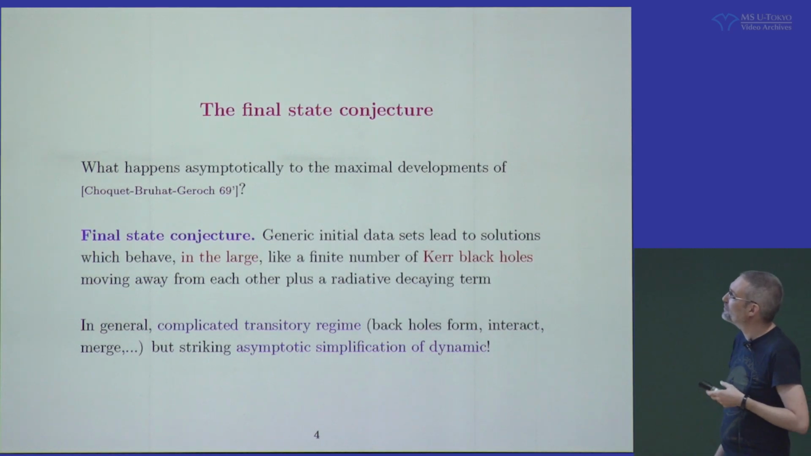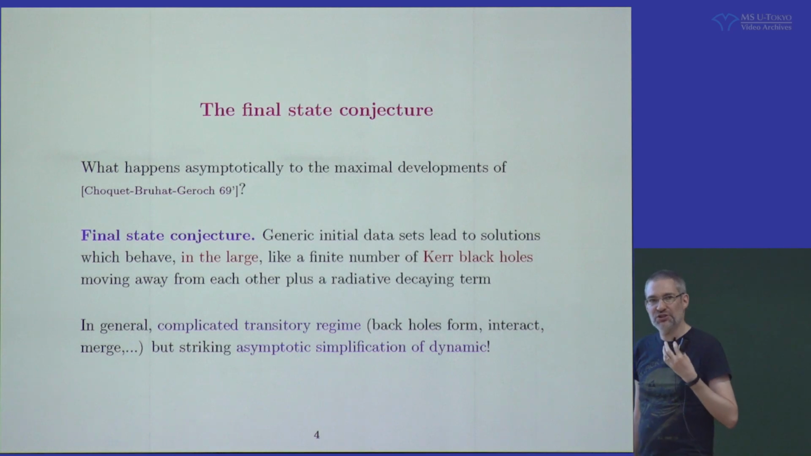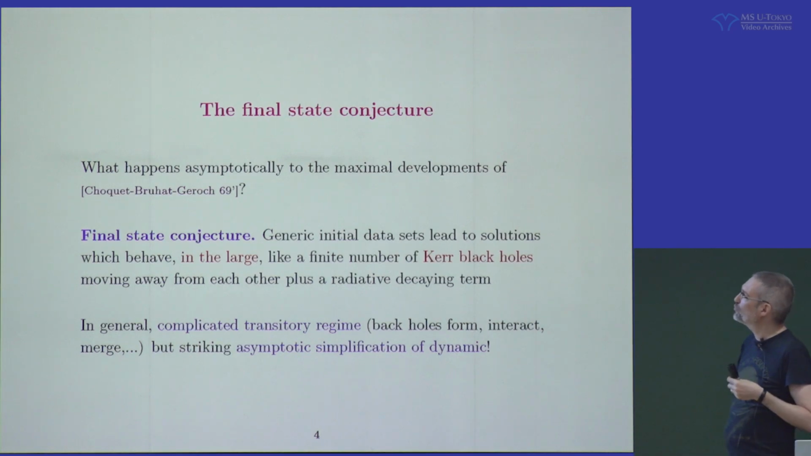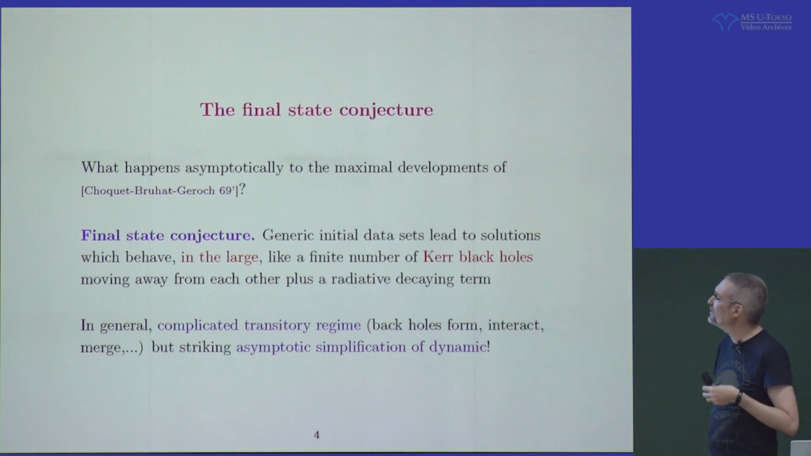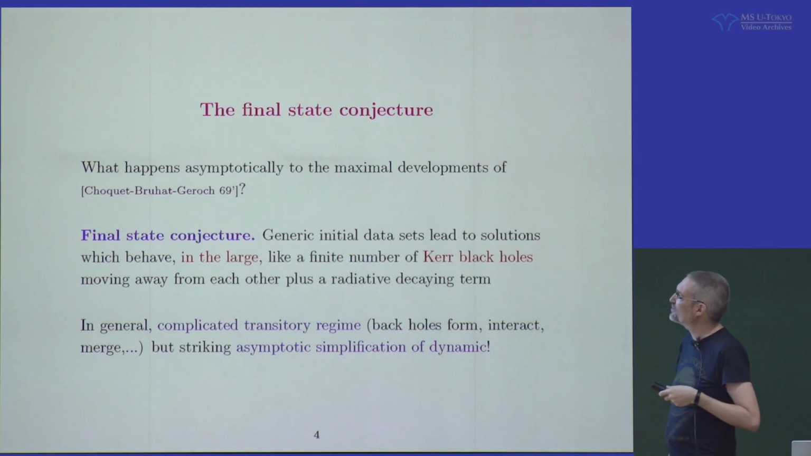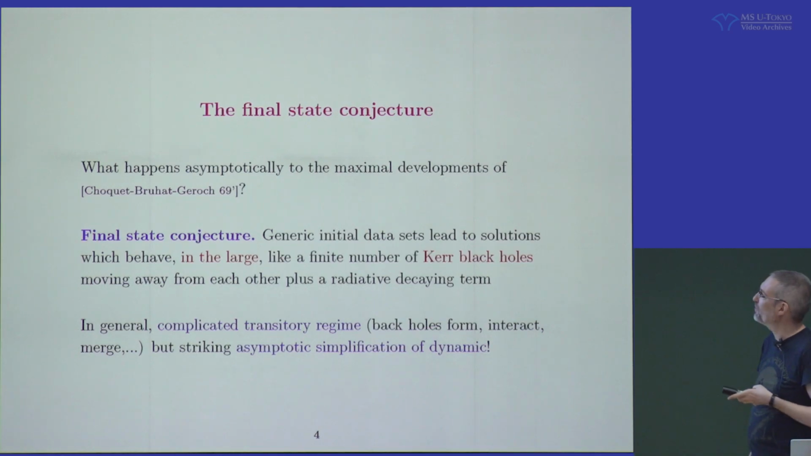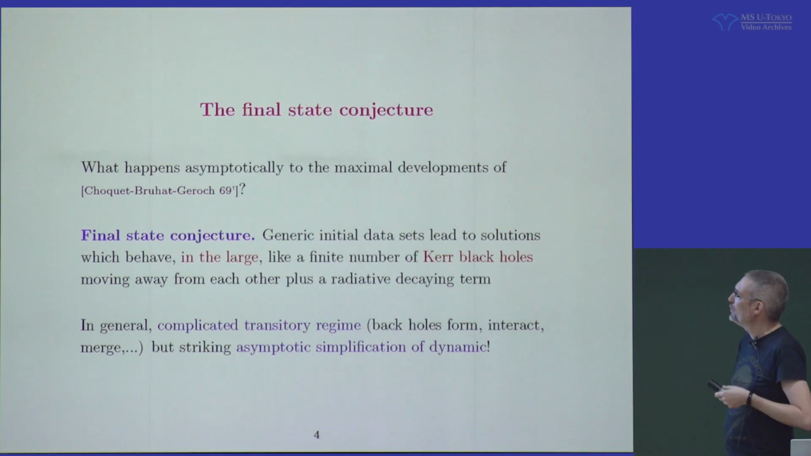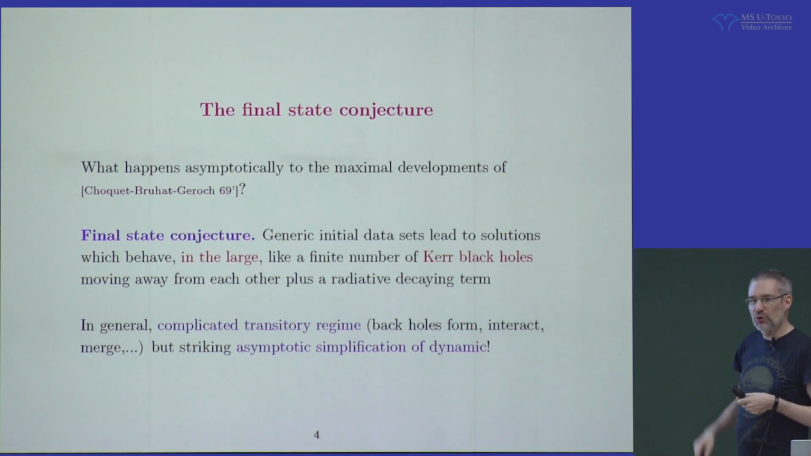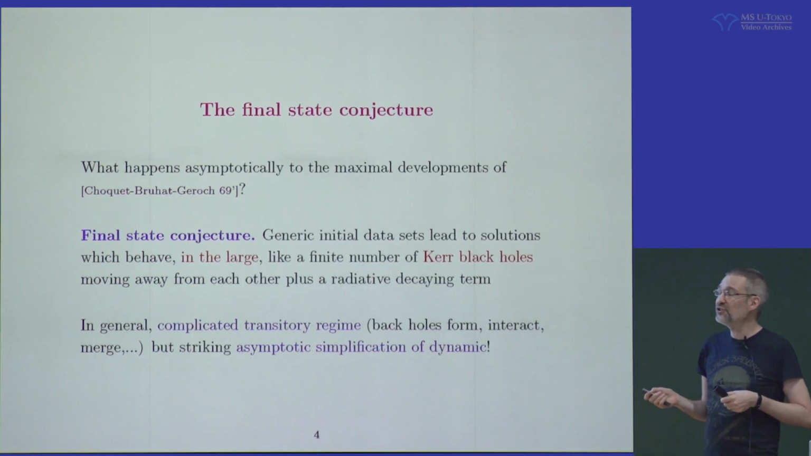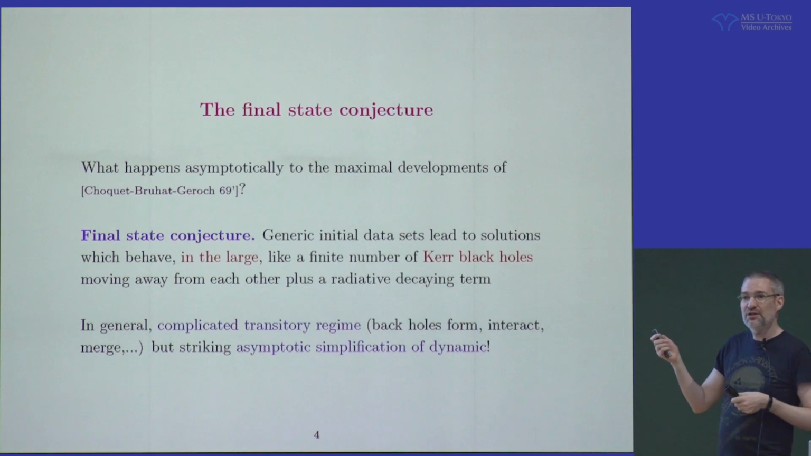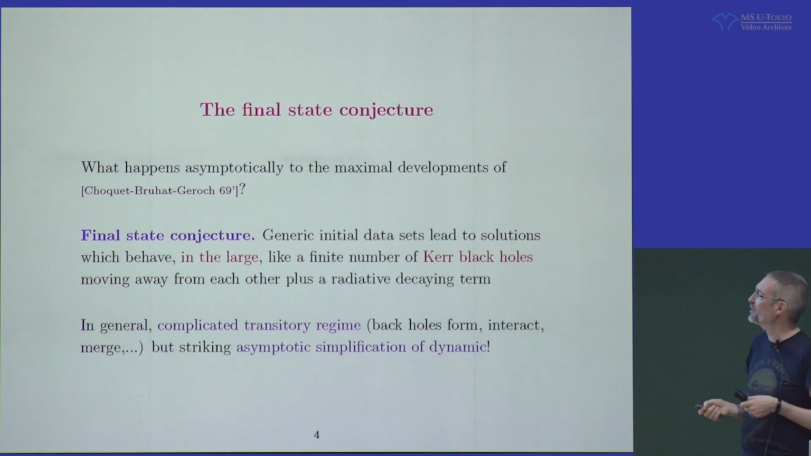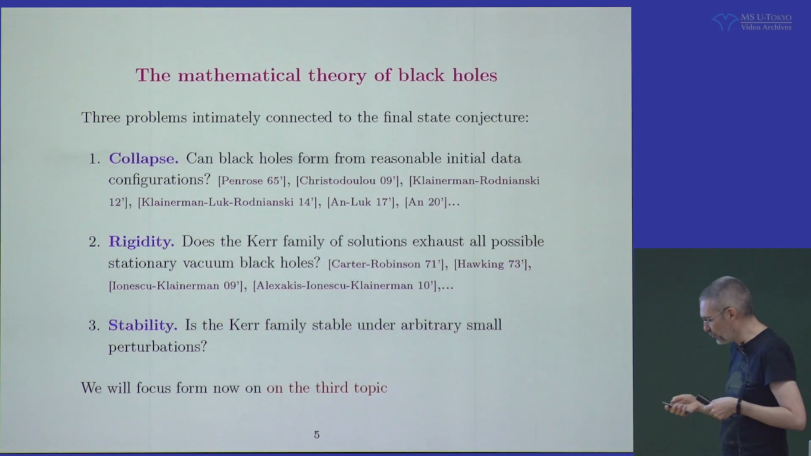So this is a conjecture which is also believed to be true for many other evolution PDEs, and usually in other contexts, it's called the soliton resolution conjecture. So here, my solitons are the Kerr black holes. Okay, so again, this is a very long-term goal, and I wanted to state this just as a motivation. So let me give you three conjectures which are necessary conditions for this conjecture to be true and which are more tractable. So let me mention these three problems.